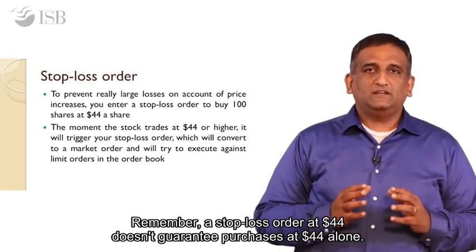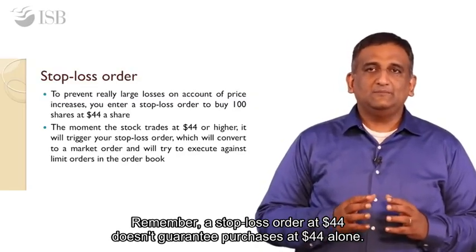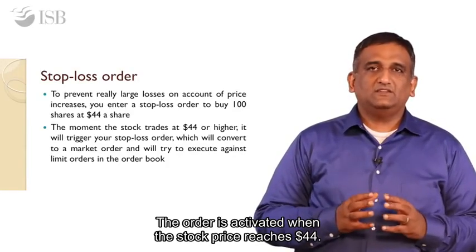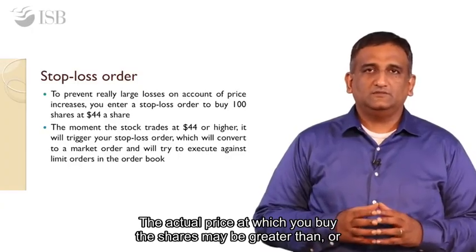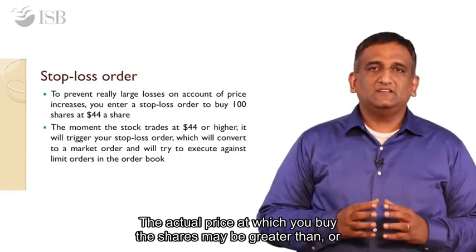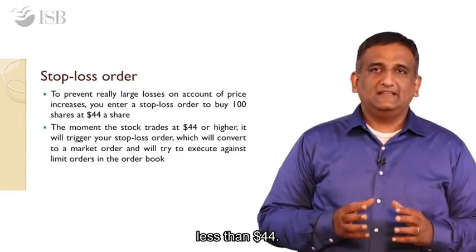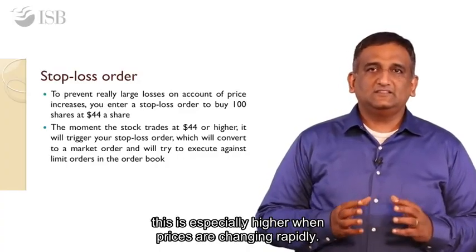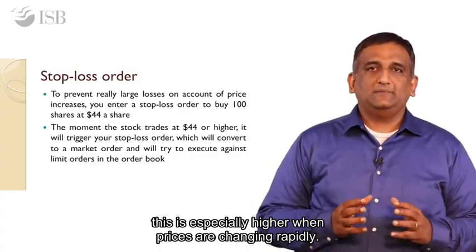Remember, a stop loss order at $44 doesn't guarantee purchases at $44 or lower. The order is activated when the stock price reaches $44. The actual price at which you buy the shares may be greater than or less than $44. There is still price uncertainty, and this is especially higher when prices are changing rapidly.